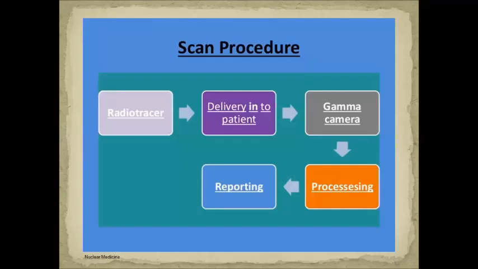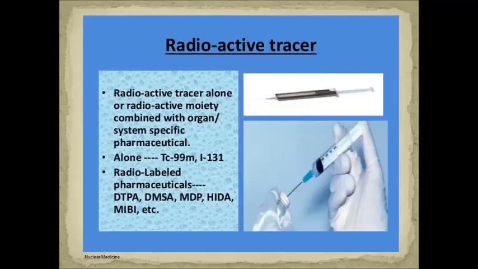How is a scan procedure done in nuclear medicine? First, a radiotracer is prepared and delivered into the patient. Then gamma rays, which are produced by radiotracers, are detected by a gamma camera. The next step is processing and reporting of the whole procedure.